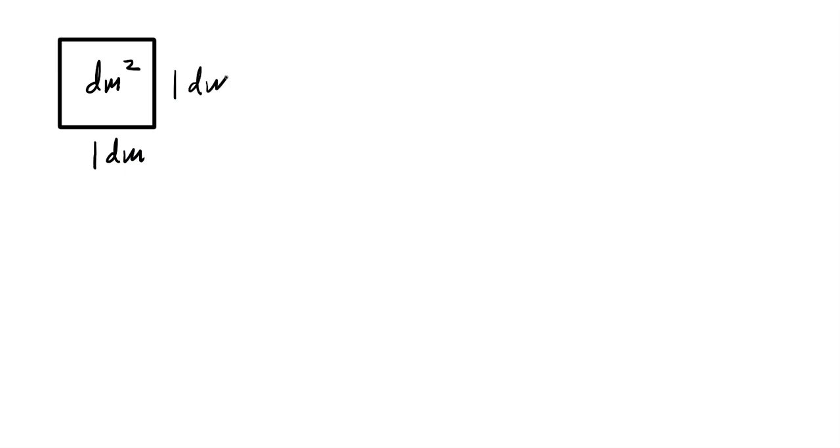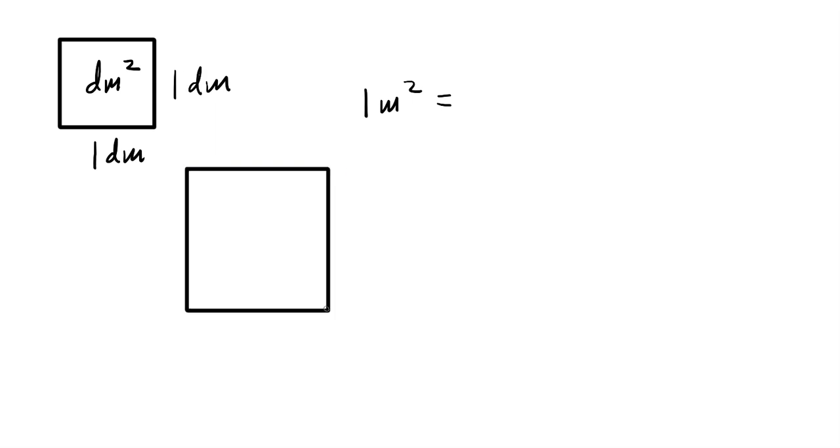Similarly, we can define units like, for example, square decimeter. That's just a square with the side length of 1 decimeter. So for example, now we have the area 1 square meter. How many square decimeters is that? Then we just have to draw a figure. So we have here a square meter.